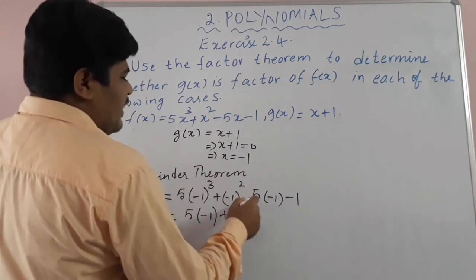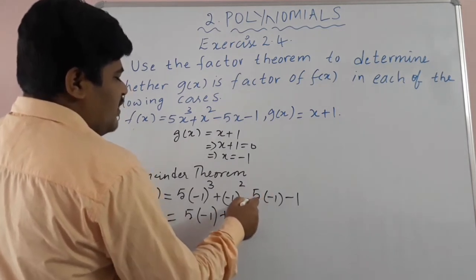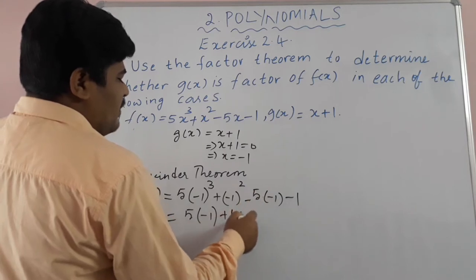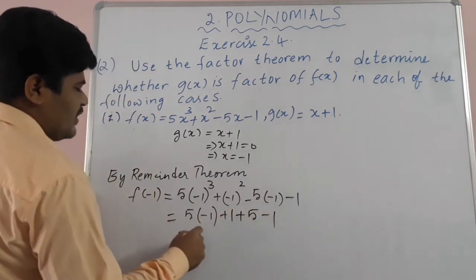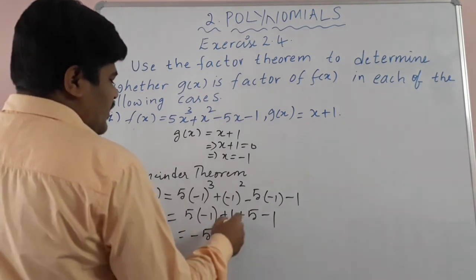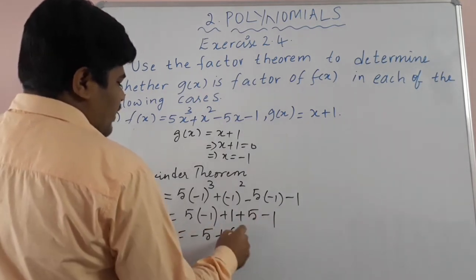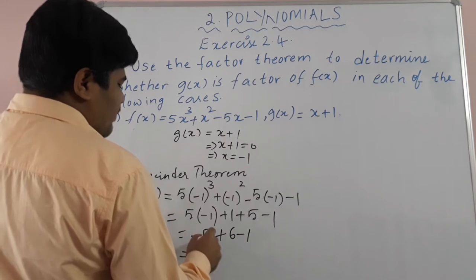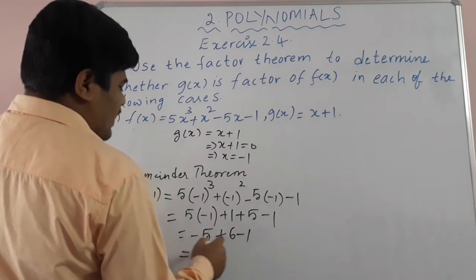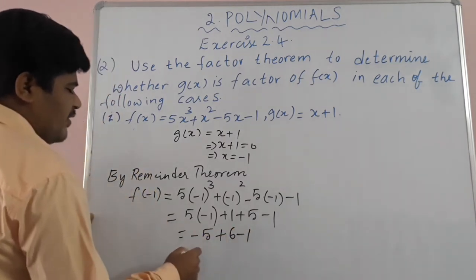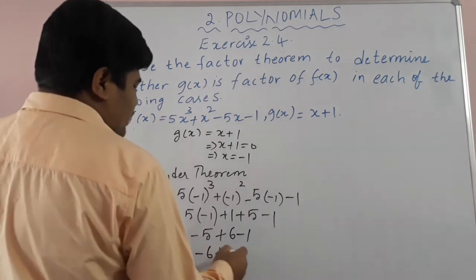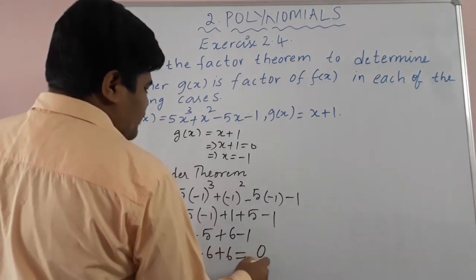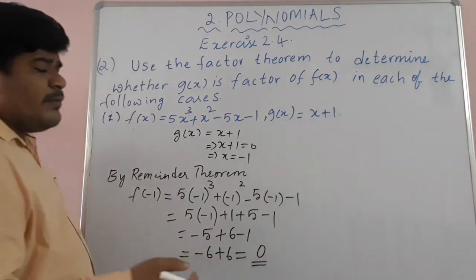Minus into means minus 5, brackets represent multiplication. Minus 5 into minus 1 is plus 5, and minus 1. 5 into negative 1, children, negative 5, plus 1, plus 5, value is 6, and minus 1. So that is equal to minus 5 plus 6 minus 1. Minus 5 minus 1 value is minus 6 and plus 6. So minus 6 plus 6 value is what? 0. So children, here our remainder is 0.